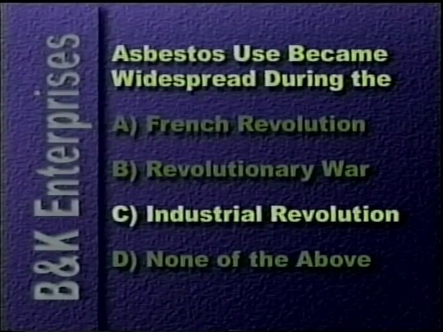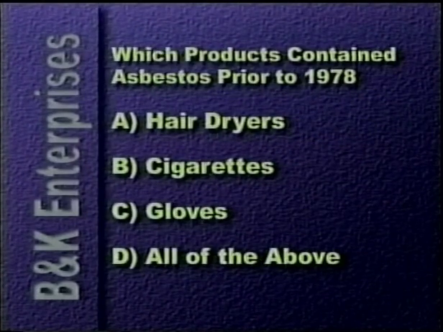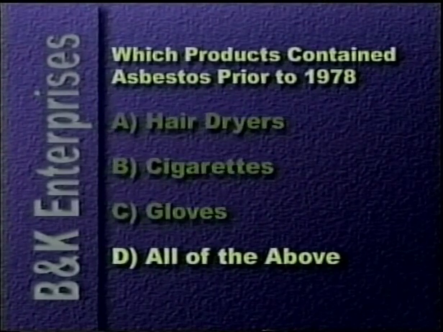Number 6. Which of the following products contained some asbestos at the height of its use prior to 1978? A. Hair dryers, B. Cigarettes, C. Gloves, D. All of the above. The correct answer is D. All of the above.